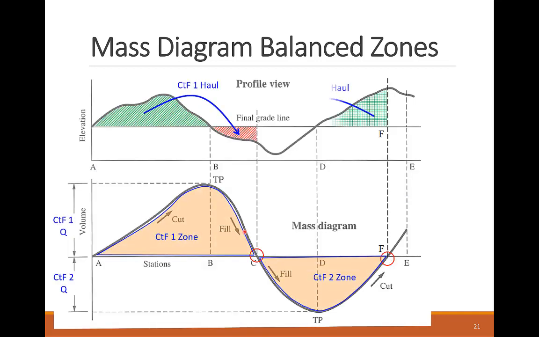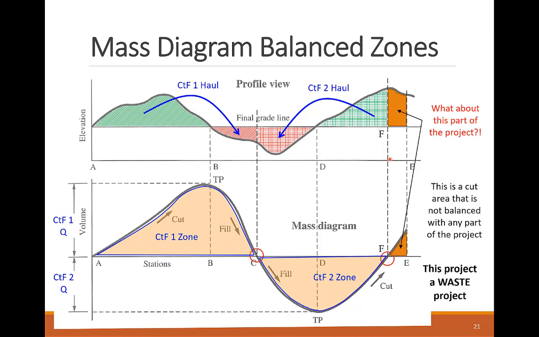This is another example where you can see two balanced CTF zones in their haul directions. But we can see here that there is a last segment of the project that was not included in any of the balanced zones, the one between points E and F. From the profile view, this is a cut segment, but the resulting soil has no place to be used as a fill. So this soil material has no use on the site and needs to be hauled off the site.